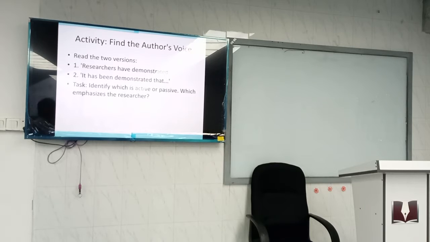So read the two versions. There are two versions of the same text. See, number 1 is researchers have demonstrated, and number 2, it has been demonstrated. So your task is, which is active and which is passive? The second one is passive and the first one is active. Yes, here you can see the person who is active, the voice. Okay? So which emphasizes the researcher? The first one.